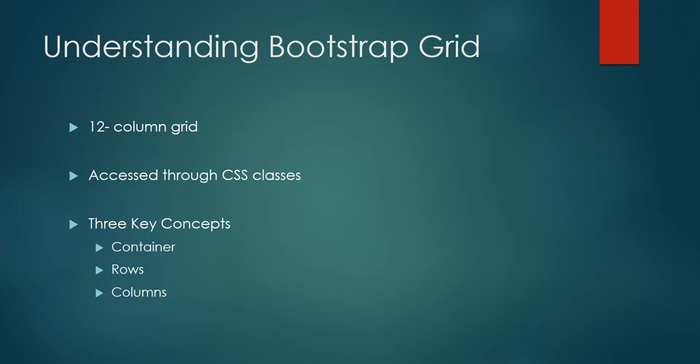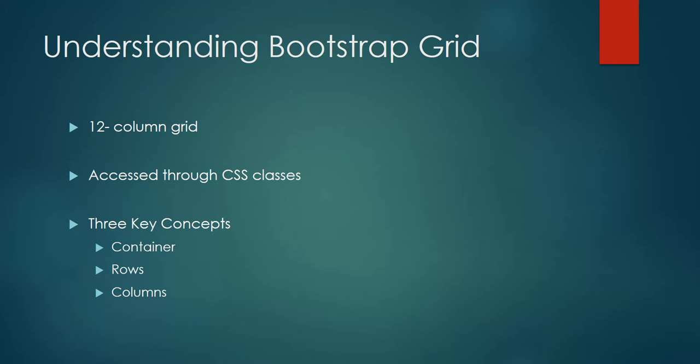Creating a responsive site in Bootstrap can be a bit challenging because of the mathematical calculation involved in calculating the width of your column or your div. So Bootstrap includes a most fundamental component: a 12 column grid layout that is accessed through CSS classes to create a responsive site in an easy to use manner. There are three key concepts of Bootstrap: container, rows and columns.